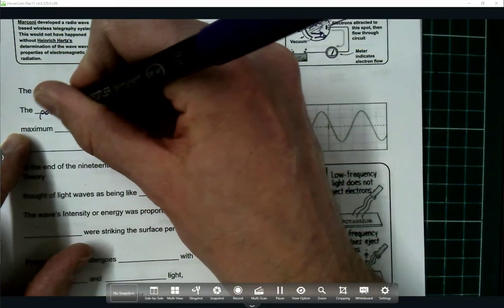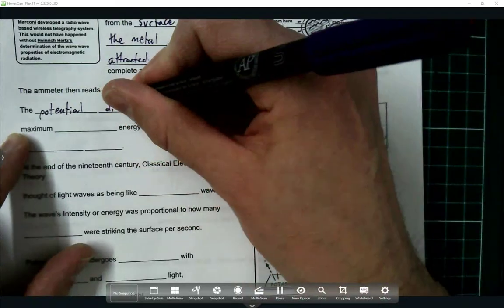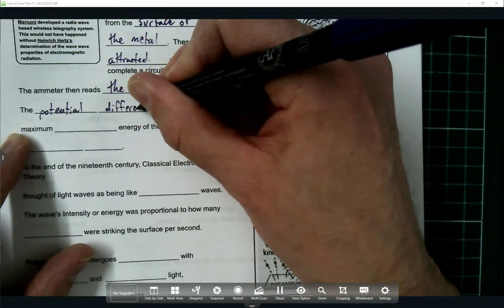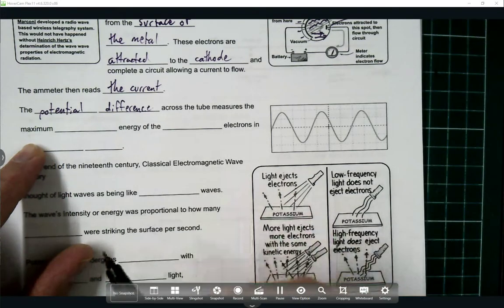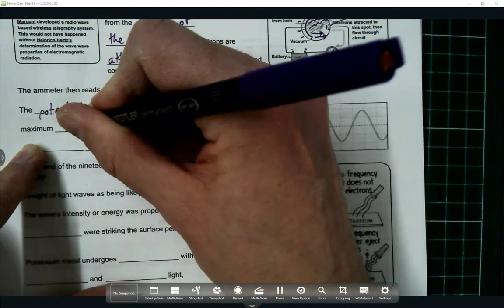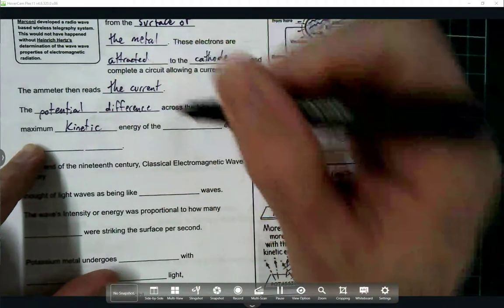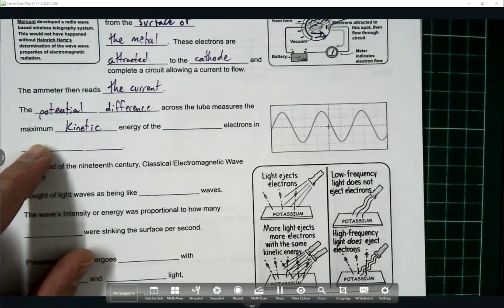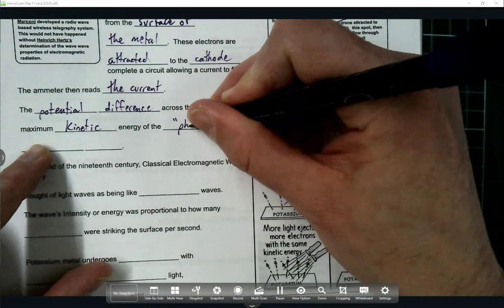And the potential difference, we've talked about potential difference already in the field theory portion of the course. Potential difference, the voltage across the tube, measures the maximum kinetic energy. Remember we talked about acceleration plates? It measures the maximum kinetic energy of the so-called photoelectron.